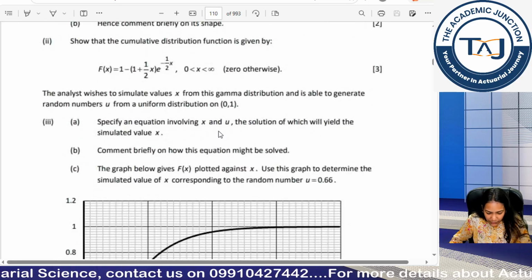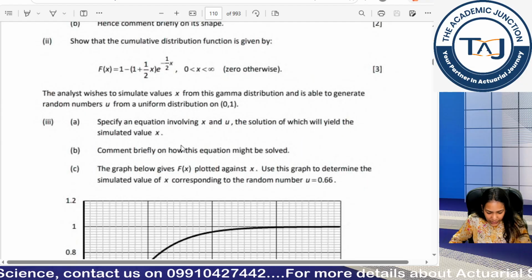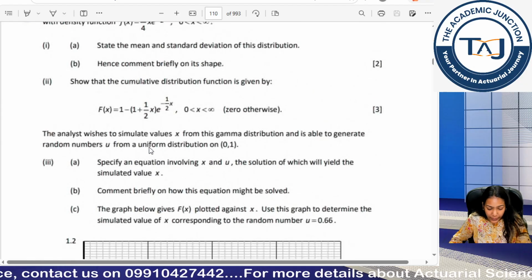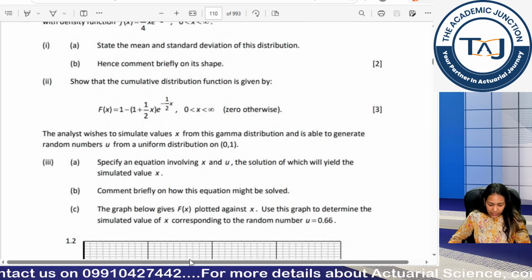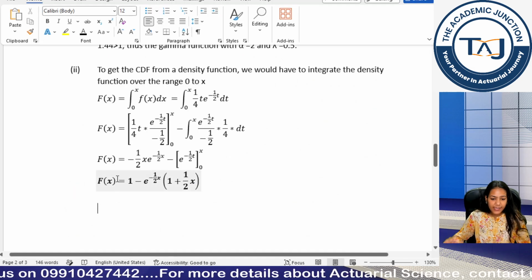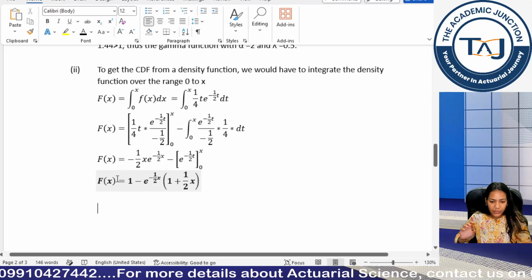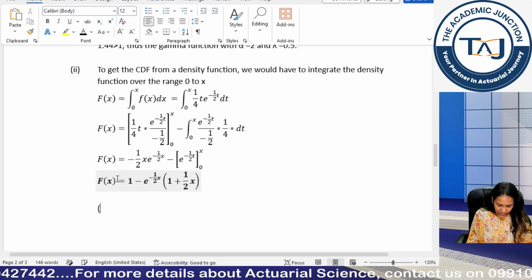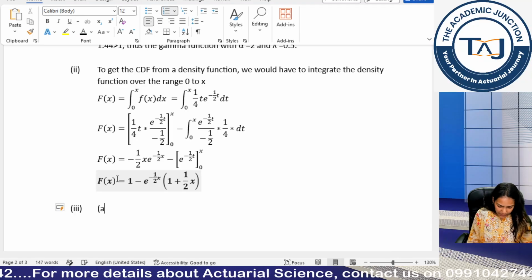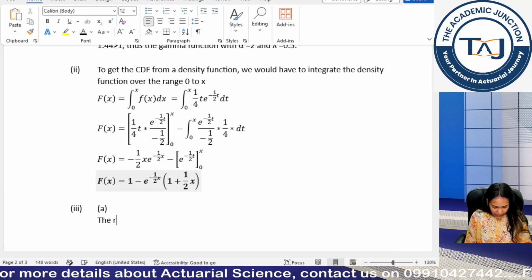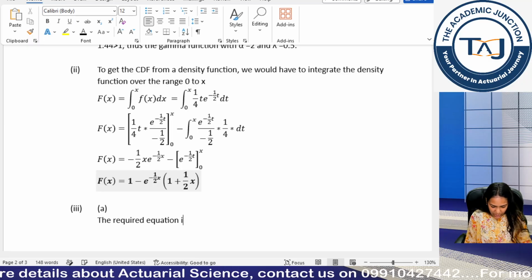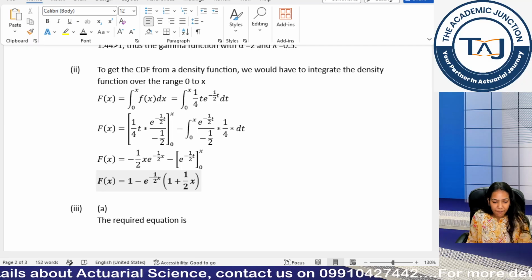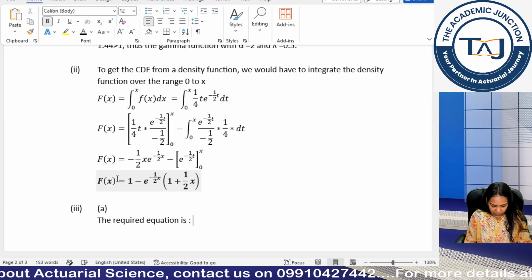Specify an equation involving x and u, the solution of which will yield the simulated value of x. We know that we just take the CDF as u, a random uniform number. So let's move on to the third answer, part A. The required equation is, we would just simply replace F(x) with u. Okay, so just bold out the answer.